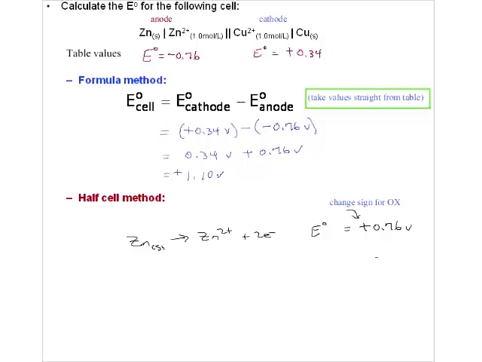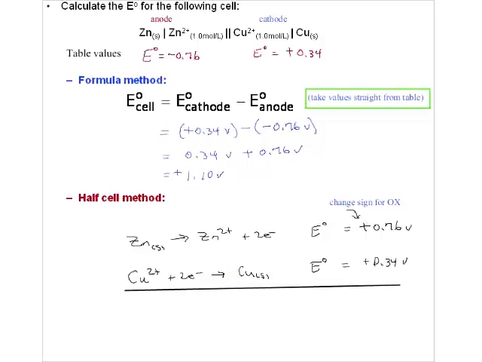We do the same thing now and say, okay, what's going on in the other half cell? Well, in the other half cell, we've got copper ions going to copper metal. And because that's a reduction reaction, we simply take the value straight from the table. We do our overall, and we add these values together, and we get a 1.1 voltage, a plus. So it doesn't matter what method you choose to do. In this method, remember to take your values straight from the table. And in this method here, make sure you change the sign for your oxidation half reaction. All right, so be very careful with that.